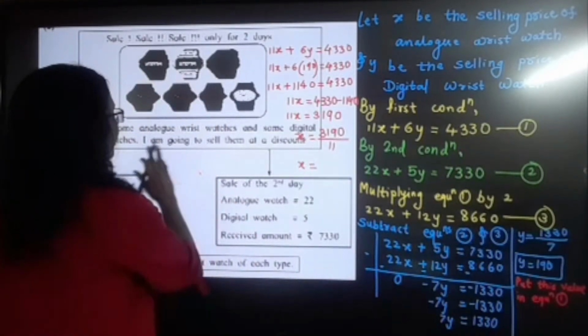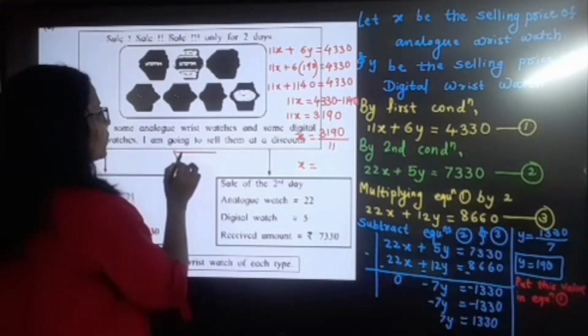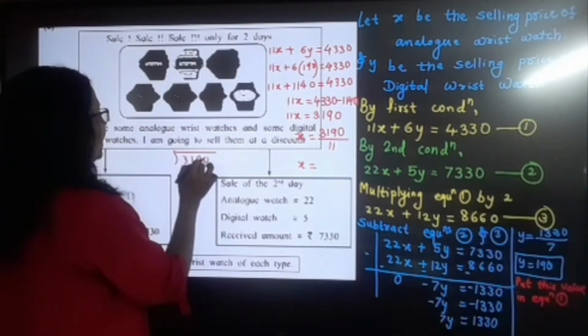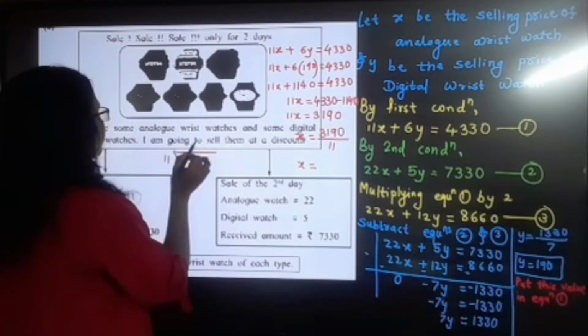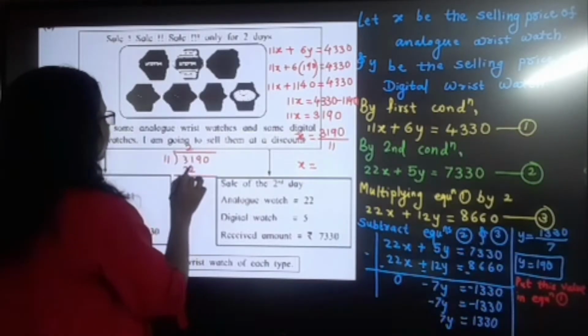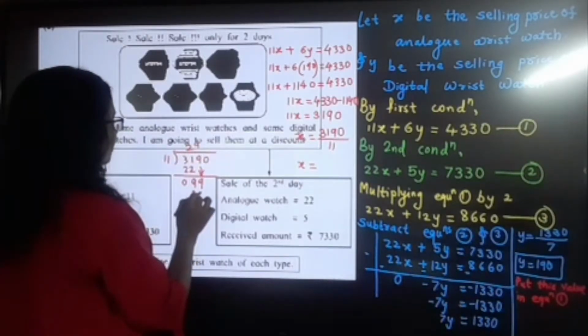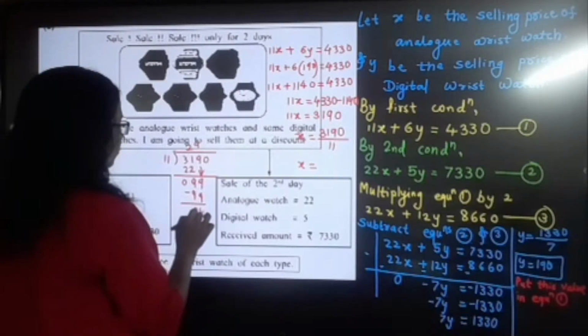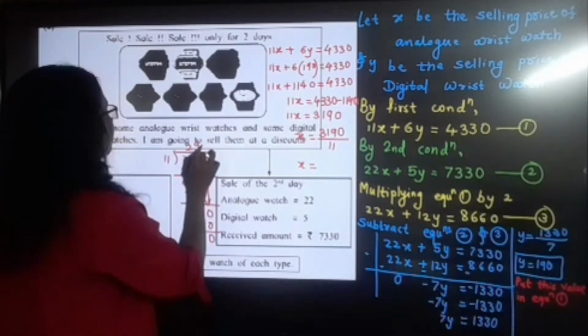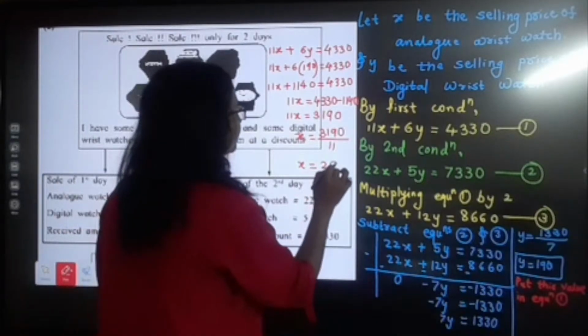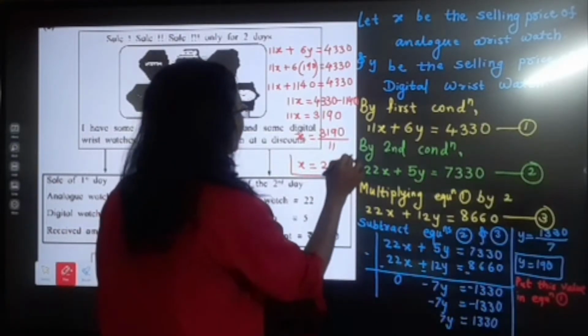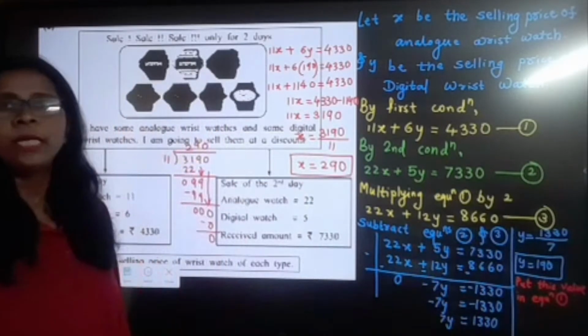So here we do this division, 3190 divided by 11. So 11 2s are 22. So now we have 99. 11 nines are 99, and here 0 minus 0 is 0. So x is equal to 290.